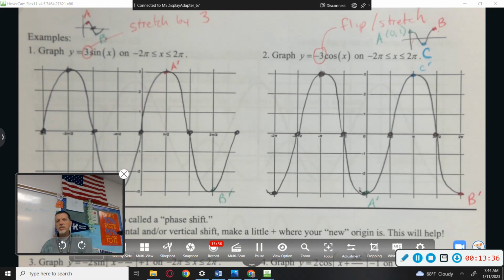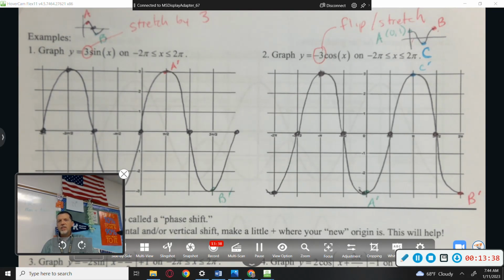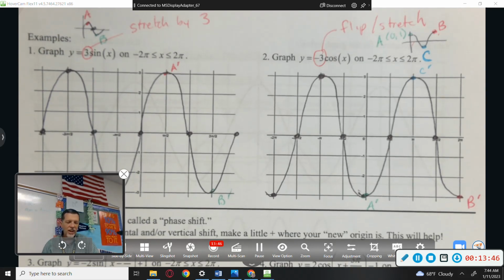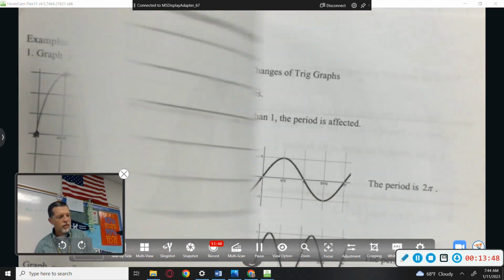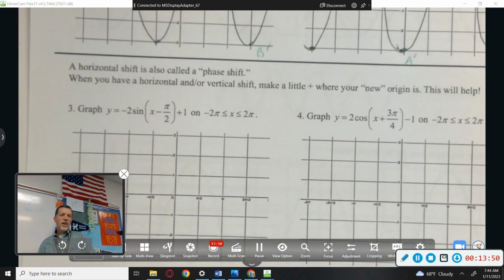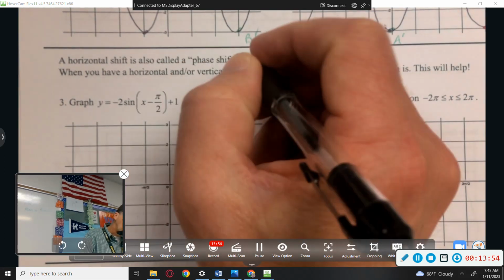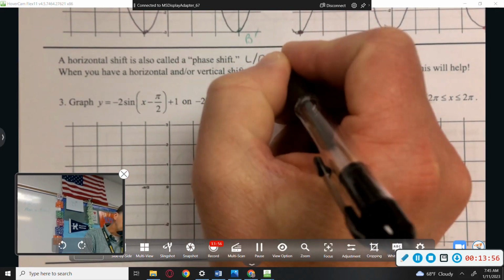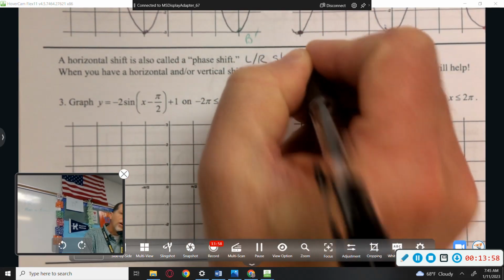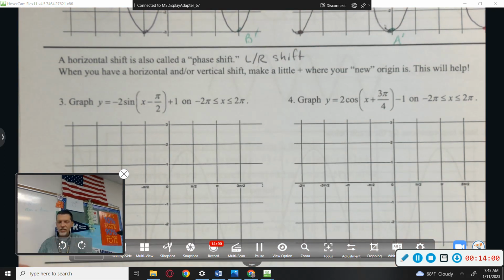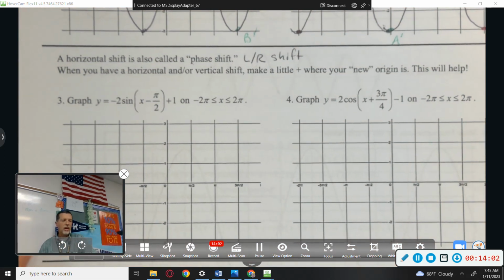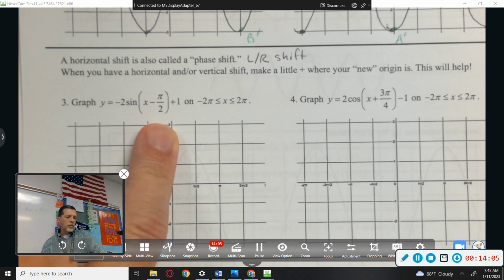Okay, flips and stretches. Not too bad, but that's only one transformation that we've done. Let's try some different transformations. A horizontal shift is also called a phase shift, or a left-right shift. Now, it doesn't really matter what you call it. It still works the same way. So let's start at number 3, and then we'll talk about this.